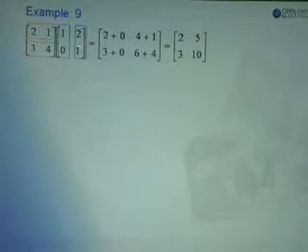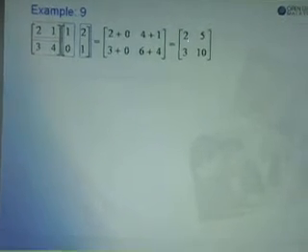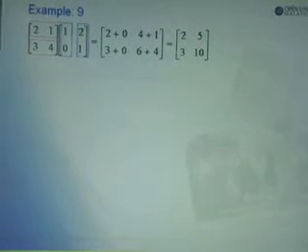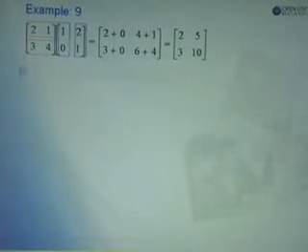The same goes for the second row. 3 times 1 equals 3, and then plus 4 times 0 equals 0. Then we take the second row, multiply with column 2. Alright, row 2 multiply column 2. We have 3 times 2 equals 6, plus 4 times 1 equals 4. So what we do now is simplify this. So 2 plus 0 gives us 2, 4 plus 1 equals 5, 3 plus 0 equals 3, and 6 plus 4 equals 10. So that is the answer for the multiplication of these two matrices.